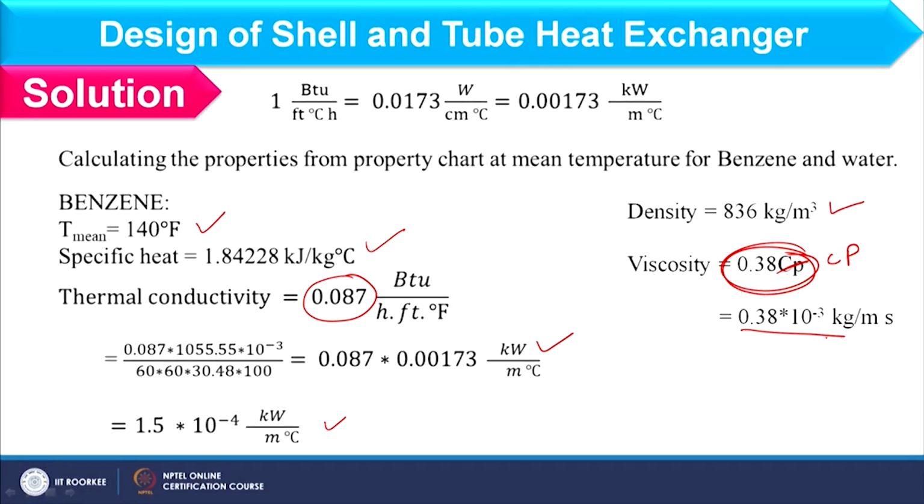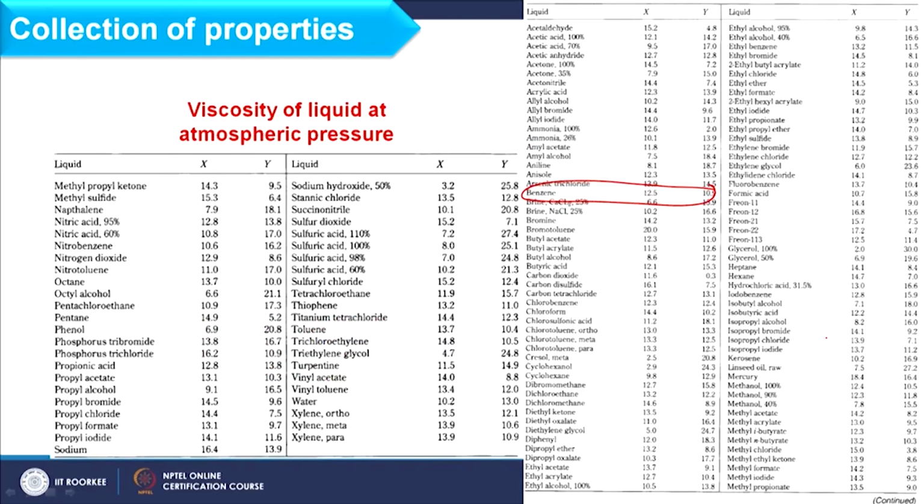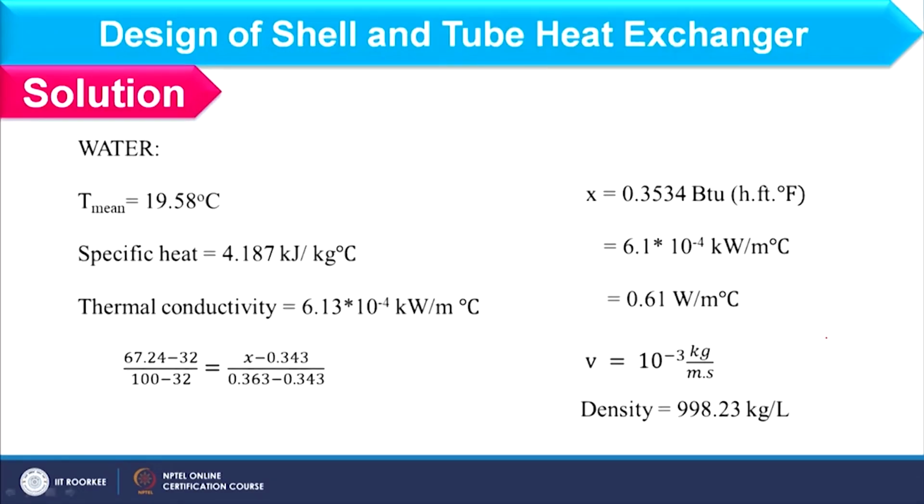In a similar way, I can find out the thermal conductivity of water. You can see the average temperature is 19.58 degrees Celsius, which can be converted into Fahrenheit.